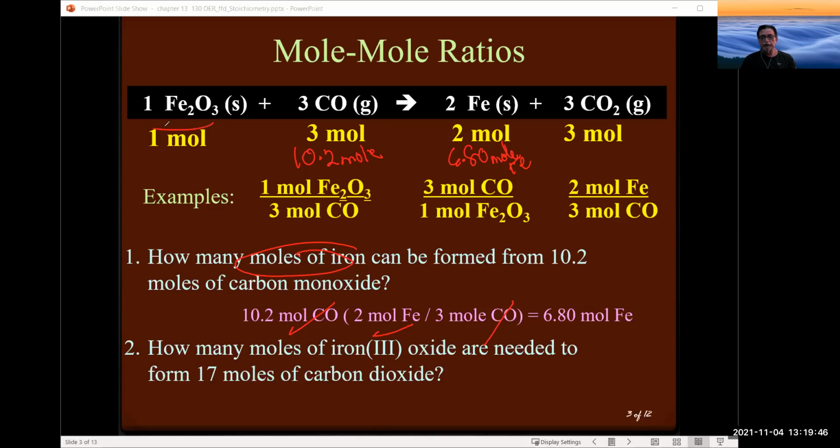Okay. It's understood if I start off with 10.2 moles of carbon monoxide, I'm going to have sufficient iron 3 oxide for this reaction to proceed. In fact, it would be in excess. Okay, this would be in excess. All right, and what do I mean by in excess? Okay, well, think about this for a second. Let's do this. All right.